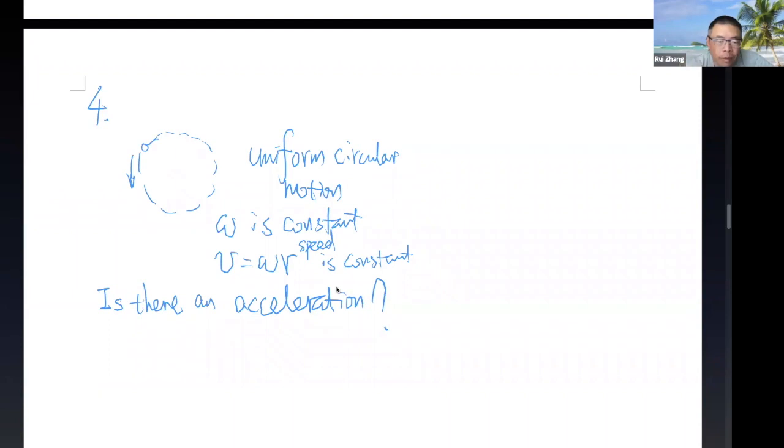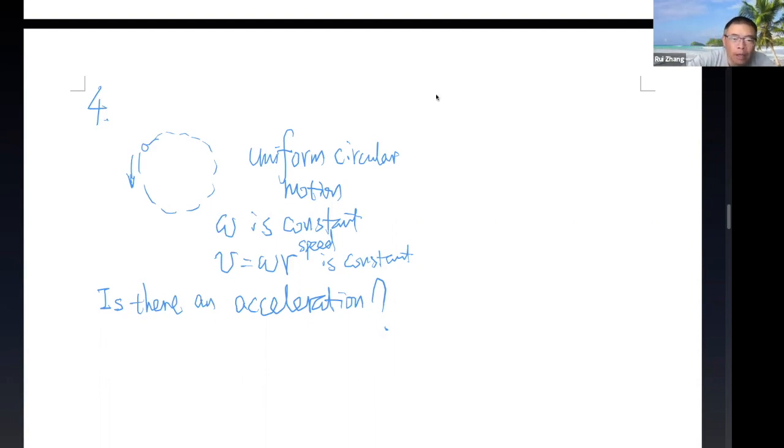Now I understand that people who say no probably feel like the speed is constant, so there shouldn't be acceleration. What about people who say yes? Where does the acceleration come from? The direction is changing all the time. Okay, yeah, good point.